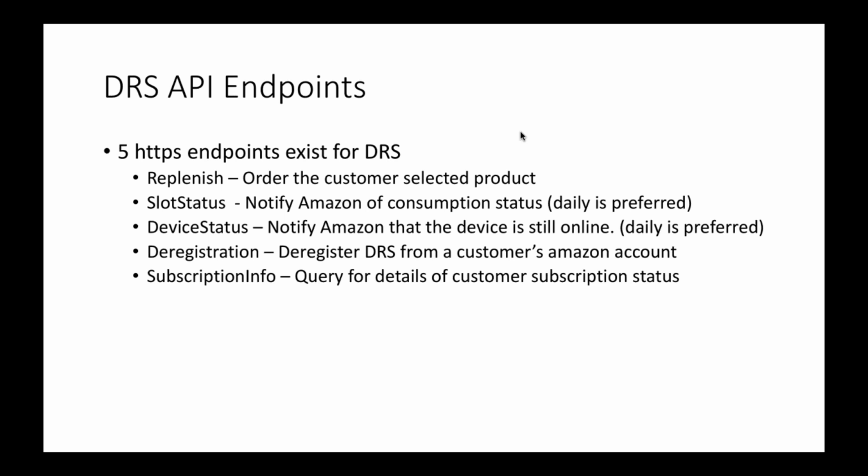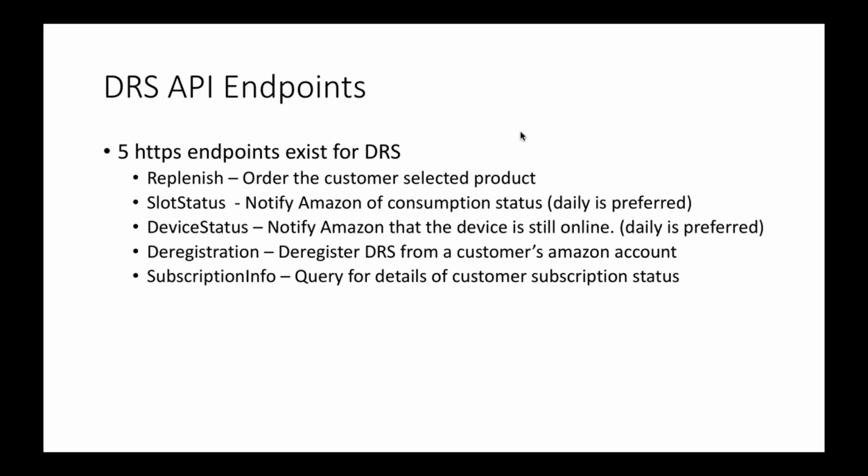Slot status is for developers to notify Amazon of the consumption status of the product that's in use. This is not mandatory, but we ask that you do this at least once a day. In the future, we may be able to use this data to help consolidate shipping and other valuable customer-facing capabilities. Device status is similar to slot status, but what we're asking you to notify us of here is that the device is still online, still connected to your cloud, and still available in using the service or consuming products. So the device status is just a check to say this device is still alive. We heard from it recently.